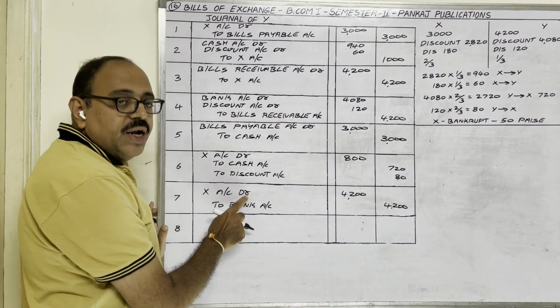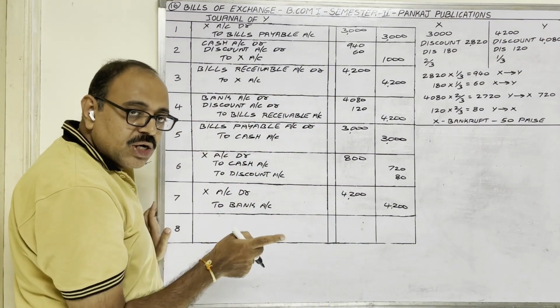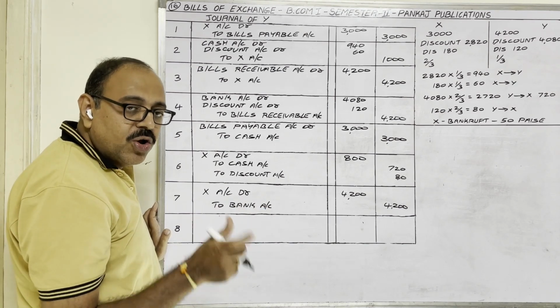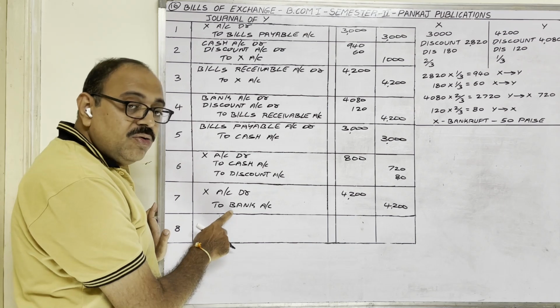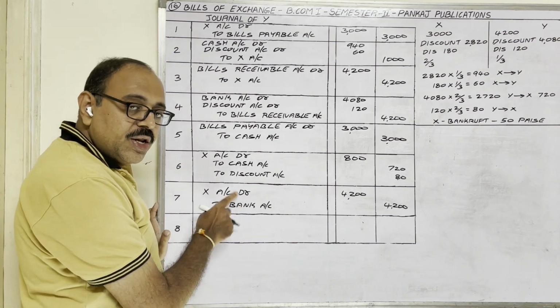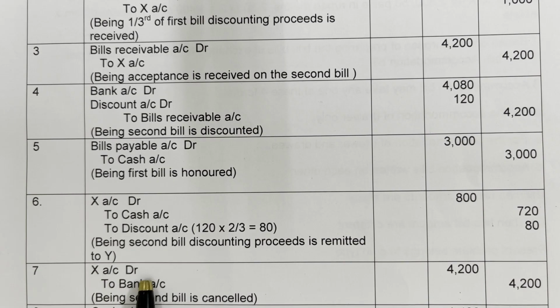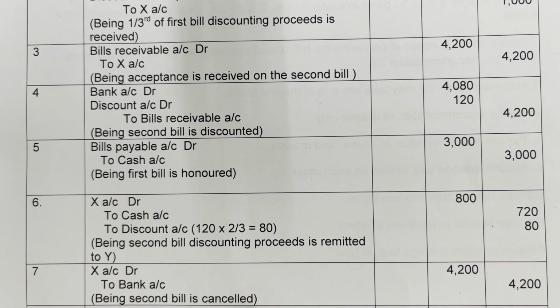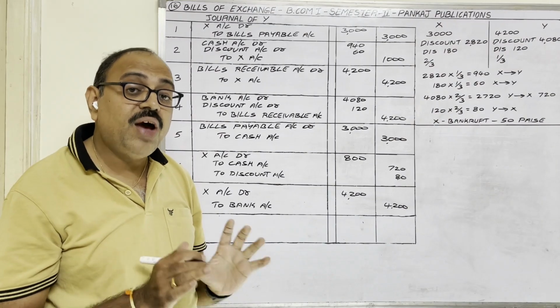Nothing but dishonor entry. So bill is discounted, after that dishonored. So for dishonor in drawer's books, this is the entry: drawer account debtor to bank account. That entry only we wrote. Seventh entry, X account debtor to bank account 4,200. Being second bill is cancelled. Next entry is for final payment.